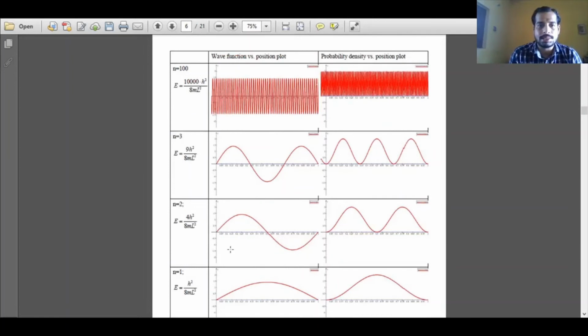Now the first graph shows the wave function with respect to position. The first energy value will be n square h square over 8 m L square. For the first state, n will be 1. n cannot be 0, because that will give rise to a trivial solution, as we have discussed. So for n equal to 1, the energy value is h square over 8 m L square. If I plot the wave function, what will it be?